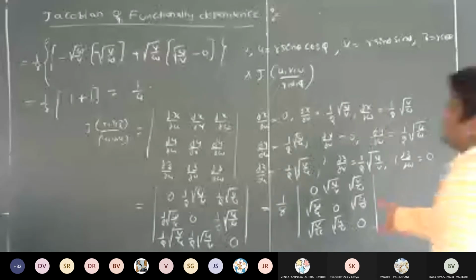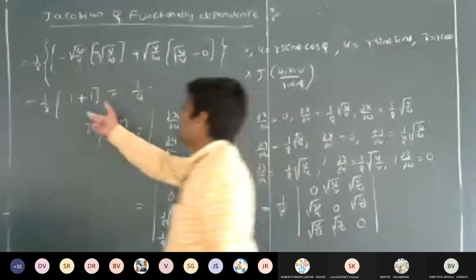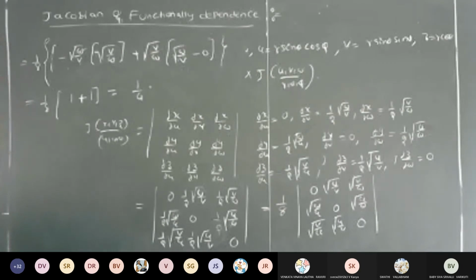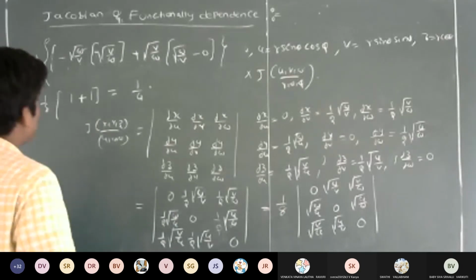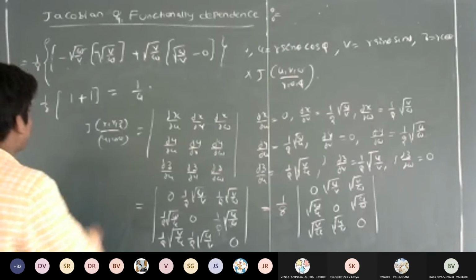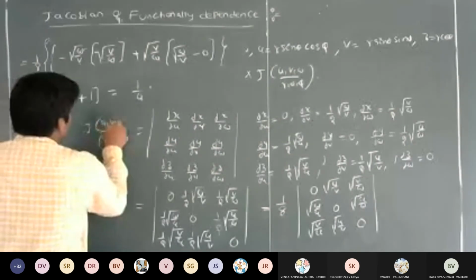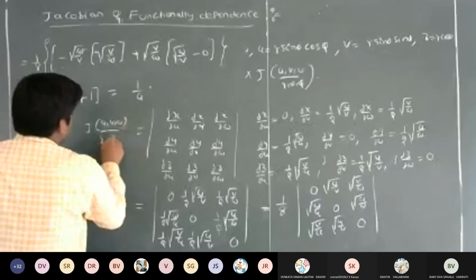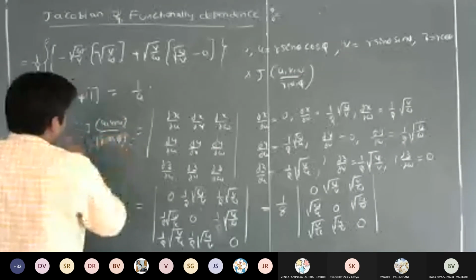Just simplify this one, then you will get the required value as 2 by 8, which is nothing but 1 by 4. Similarly, you can calculate the other Jacobian value. Here the dependent variables are u, v, w, and the independent variables are r, theta, phi.